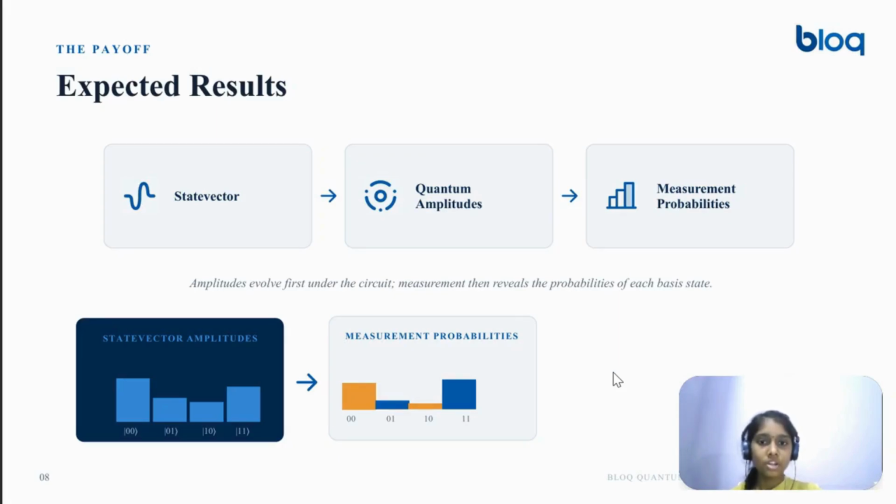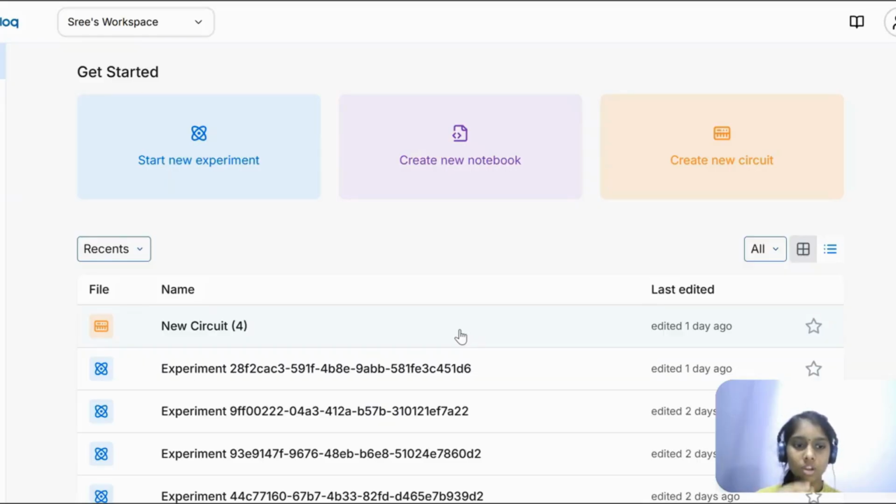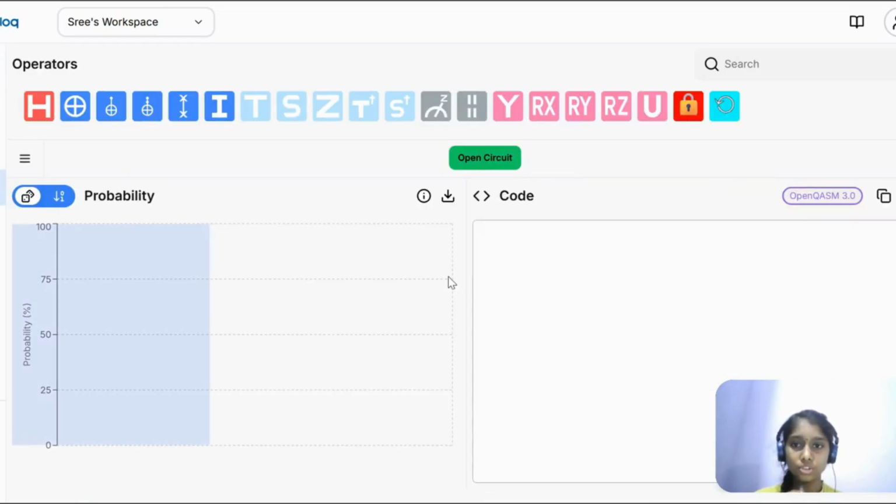After running the circuit, Bloq will provide both the state vector amplitudes and the measurement probabilities, which I'll show in some time. The state vector represents the complete quantum state, including the amplitudes as well as the relative phases of each computational basis state. When we perform a measurement, those amplitudes collapse into probabilities, giving us the likelihood of observing each basis state. Even with only two qubits, we will clearly see how the Hamiltonian evolves the quantum state through a sequence of quantum gates. So we are on Bloq, and now let me create a new circuit.